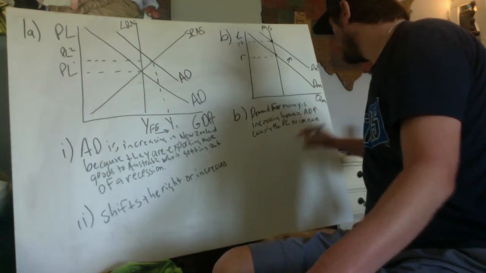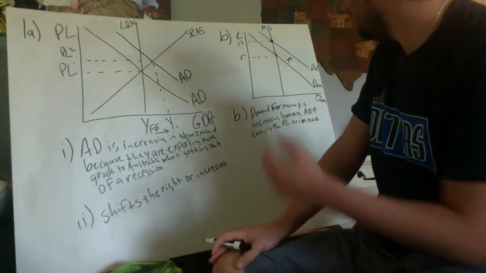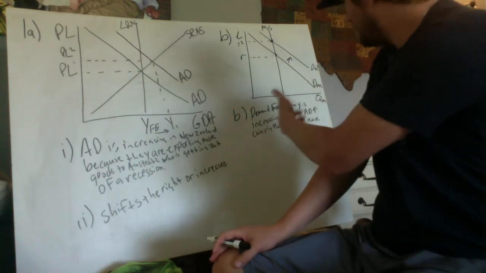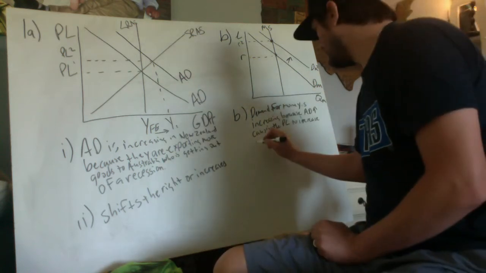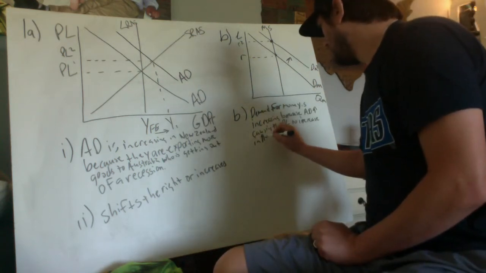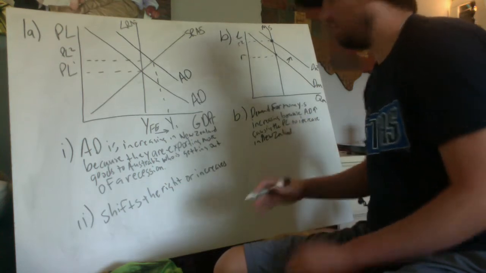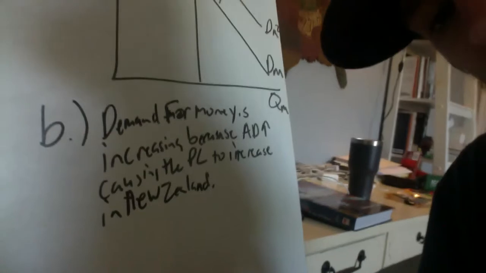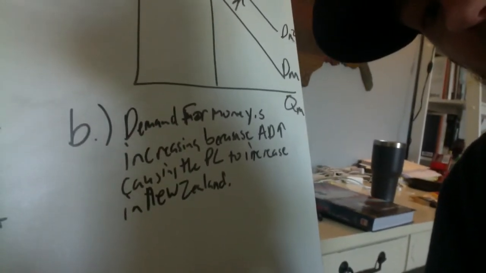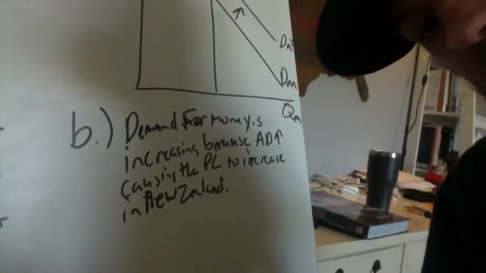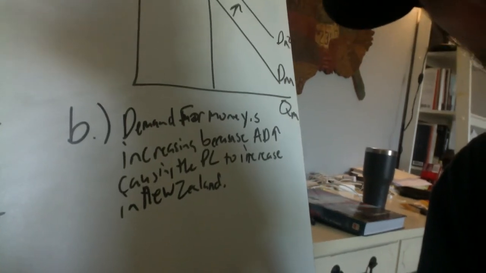Okay, so demand for money is increasing because aggregate demand is increasing, causing the price level to increase in New Zealand. Okay, you can probably add on here, and so therefore they need more money to meet the rising price level. Okay, they need more money to meet the rising price level.